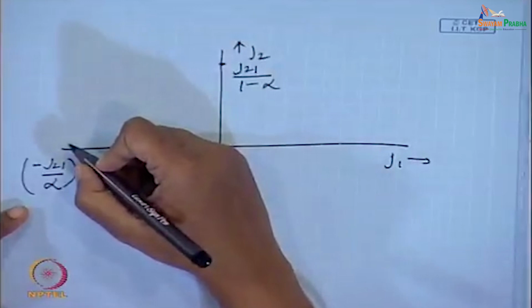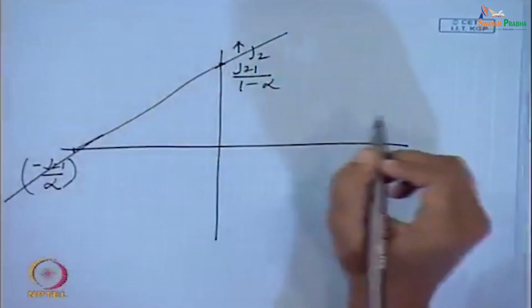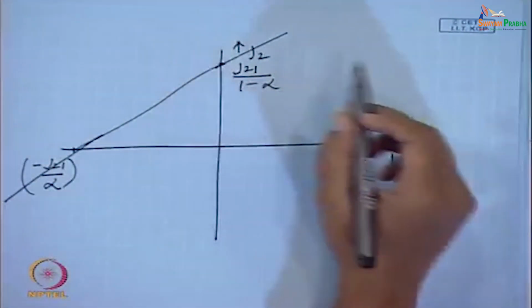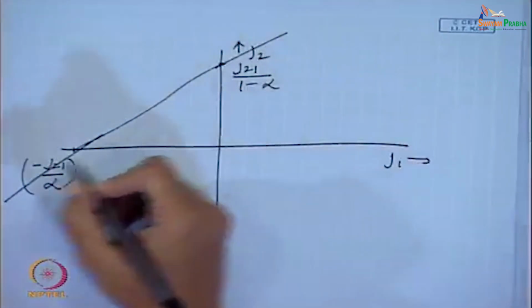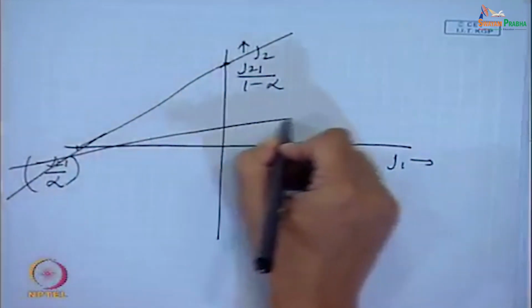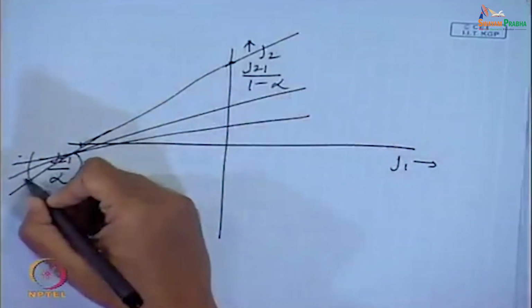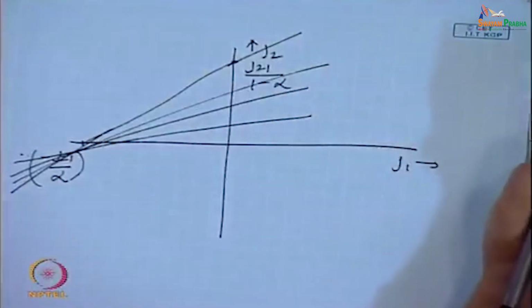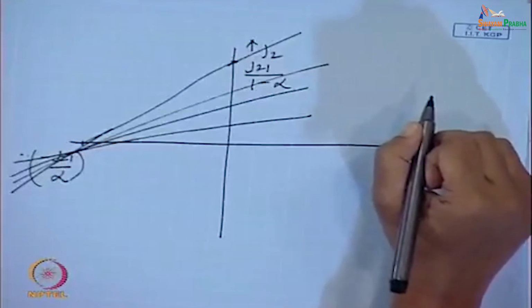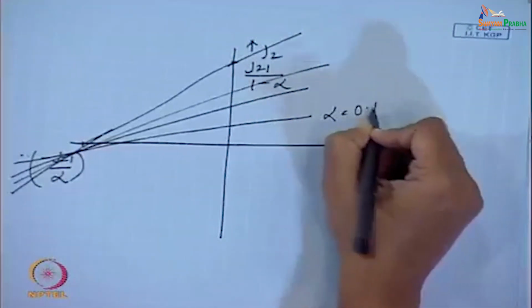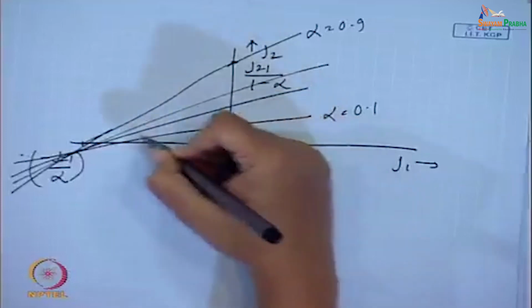So, therefore, what are we going to get? We are going to get a straight line something of this sort. This is for one particular alpha. If we go for lower and lower alpha, we get something of this sort. Again, if we go for a higher alpha, we get something of this sort. In this way we get different straight lines for different alpha values. Maybe this is for alpha equals 0.1, this is for alpha equals 0.9 and so forth. I could not draw it very well.